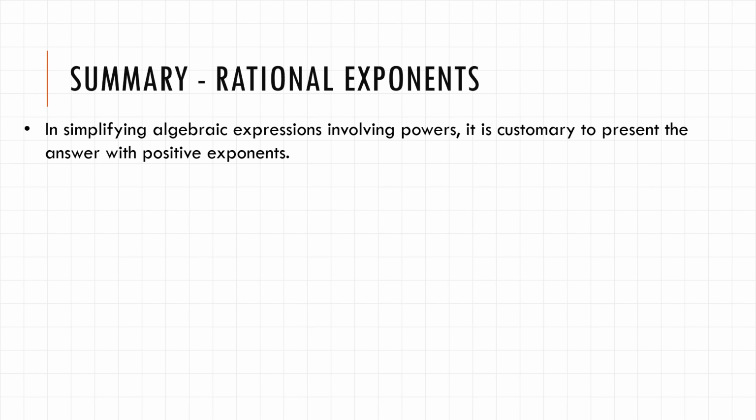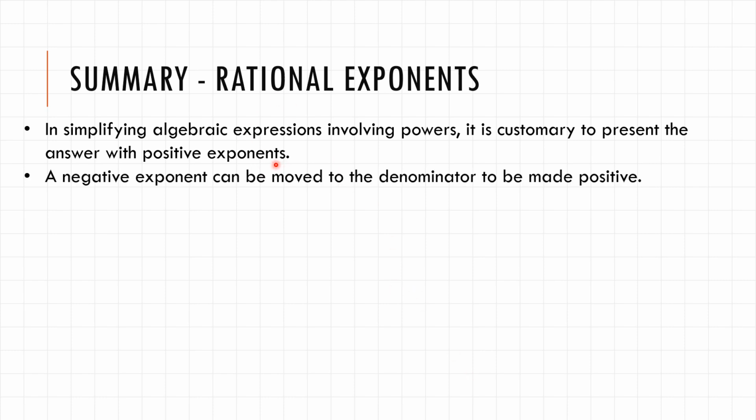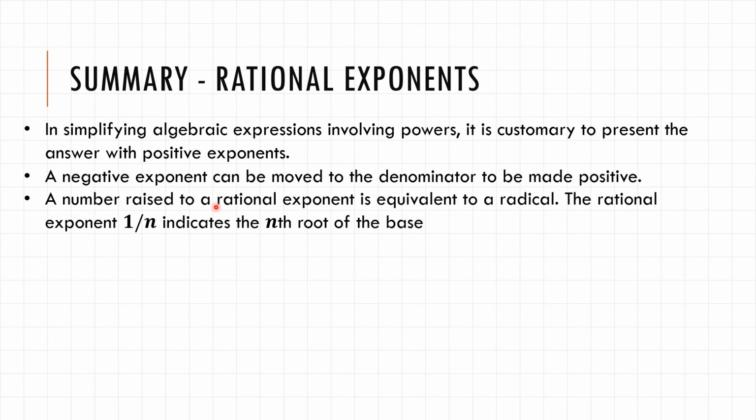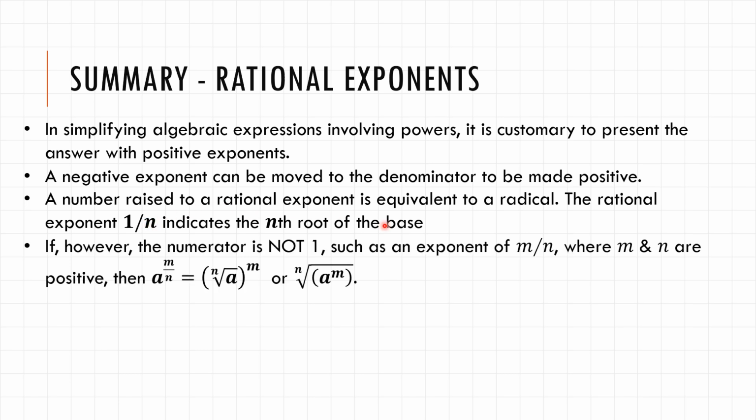So when you're simplifying algebraic expressions, the custom is always to give the final answer with positive exponents. If you have a negative exponent, you can move it to the denominator to make it positive and vice versa. But a number that is raised to a rational exponent is actually equivalent to what's called a radical or a root. The radical exponent 1 over n is the nth root of the base. But if the numerator is not 1, like an exponent that looks like this, m over n, then you can instead change it to this or this. And either one I think works, but I think this one is my preference. You could just take the nth root of a and then take all of that to the power of m.